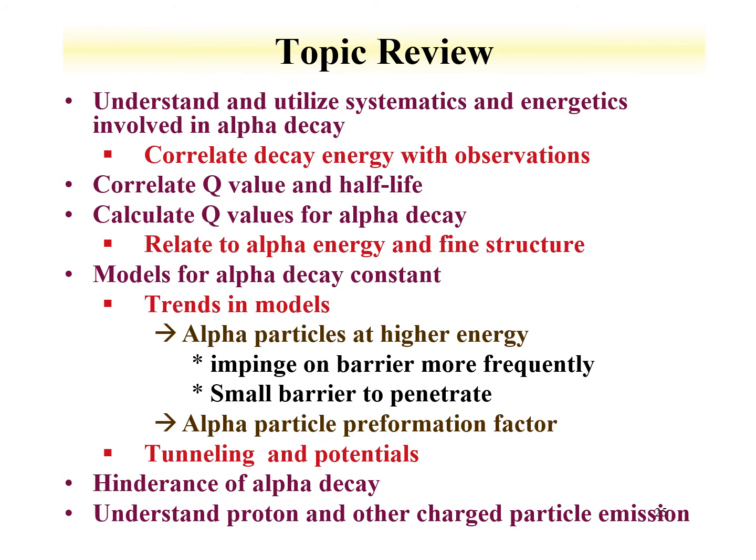We described some of this hindrance of alpha decay, which is basically the ratio between the model and the observation. The larger that ratio, the more hindered that decay is, and we can describe that hindrance through a number of phenomena, including changes of spin and parity. And we'll see this is even more manifest for beta decay. We also touched upon other charged particle decay, including proton emission and carbon emission, including carbon-12 and carbon-14.